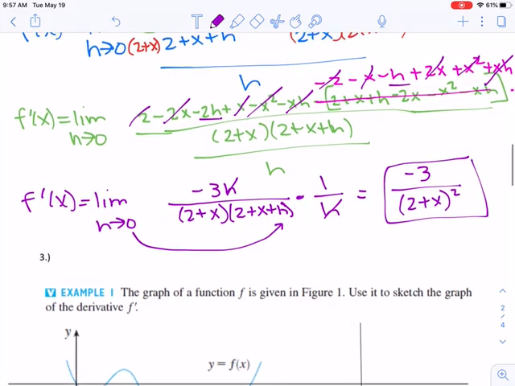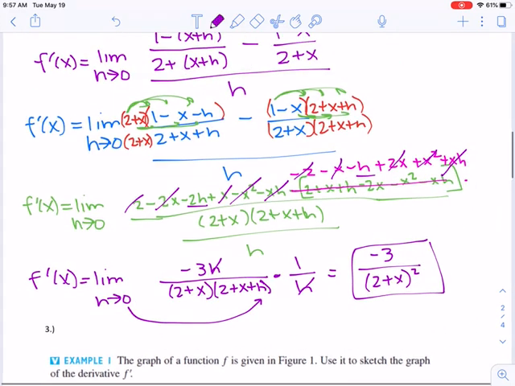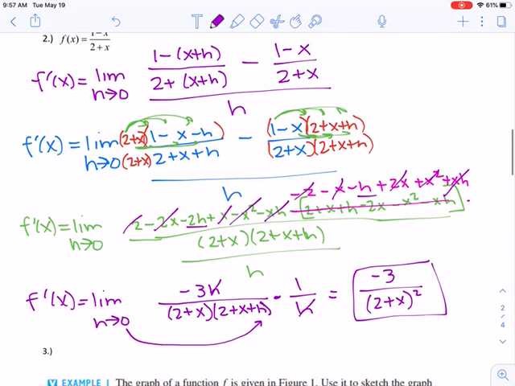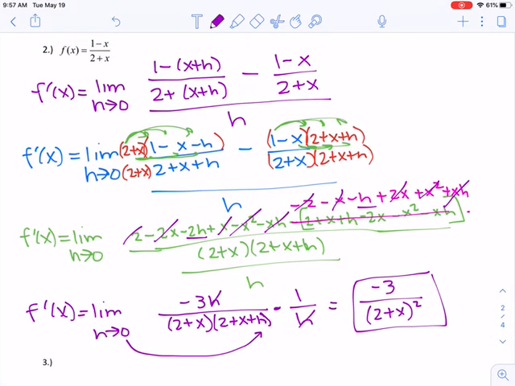If I take a look at the domain of my original and the domain of my new f prime of x, my domain for both of them is that my x cannot be equal to negative 2. So I can go ahead and say that my domain for both f and the derivative is going to be that x cannot be equal to negative 2.